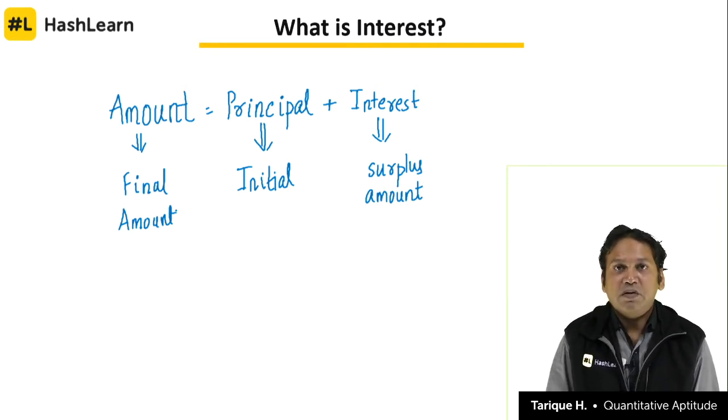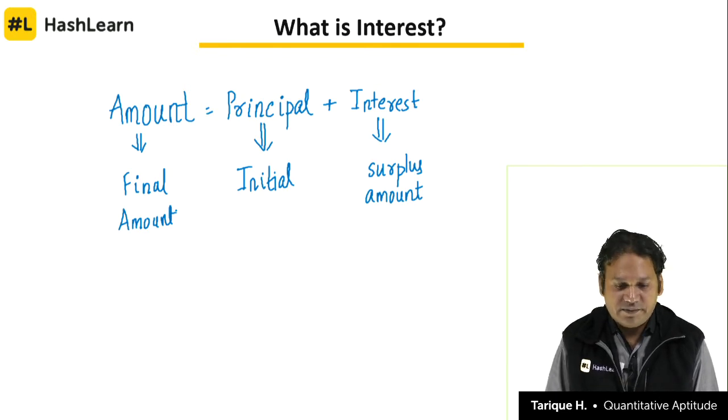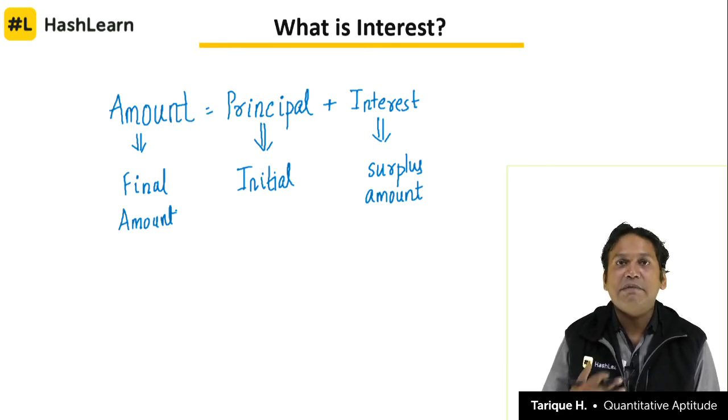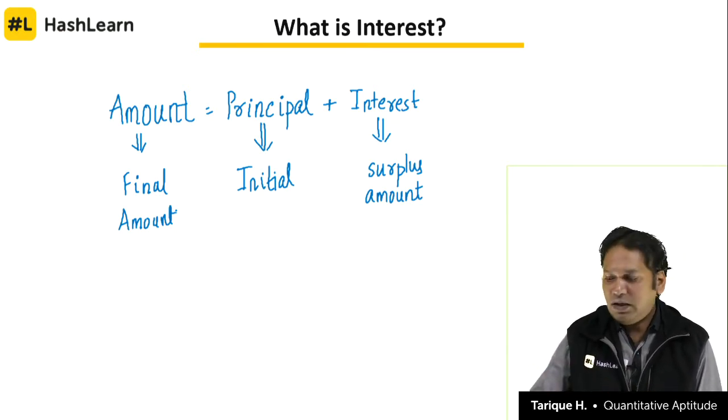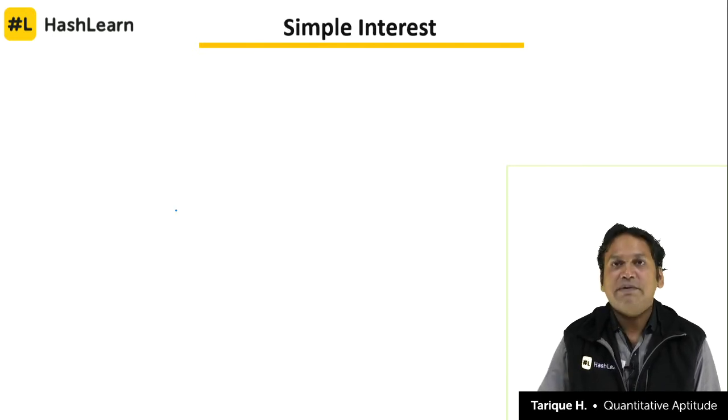Clear? So first of all, what we have understood here is the concept of interest itself. Interest is the surplus amount generated from money. I hope this point is clear to all of you, correct? Now let's start with the concept of simple interest.